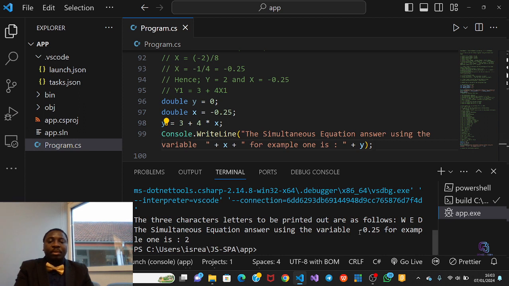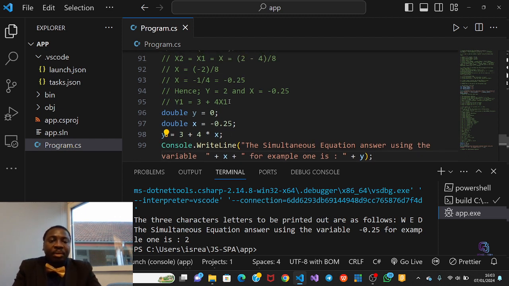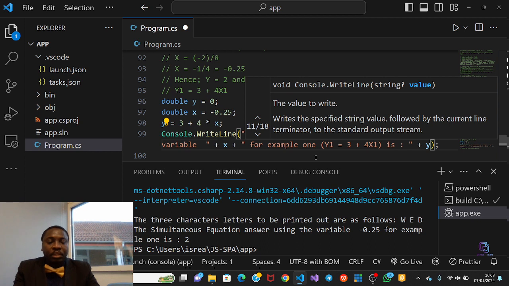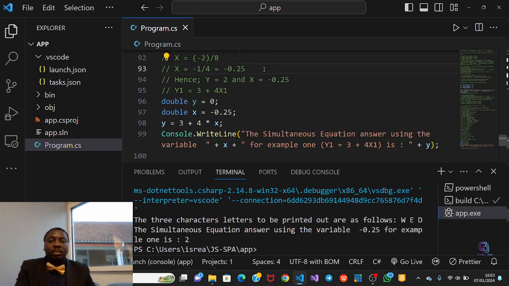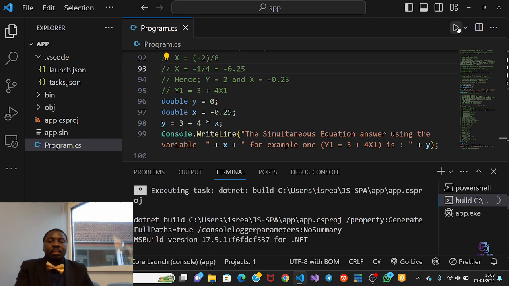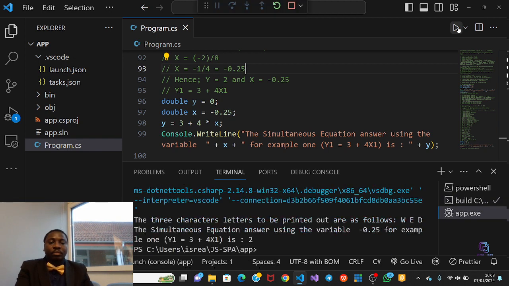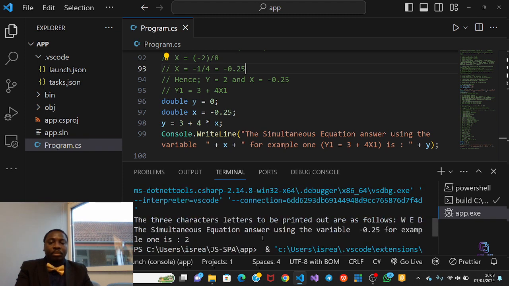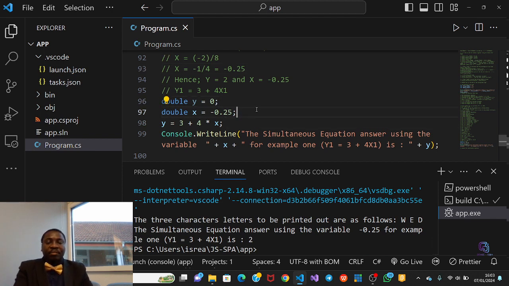So the simultaneous equation, the variable minus 0.5, for example 1 is 2. Take note of the example 1 formula. Example 1 formula is y1 is equal to 3 plus 4x1, which is y1 equal to 2. So with this, we got it, and it's perfectly done.